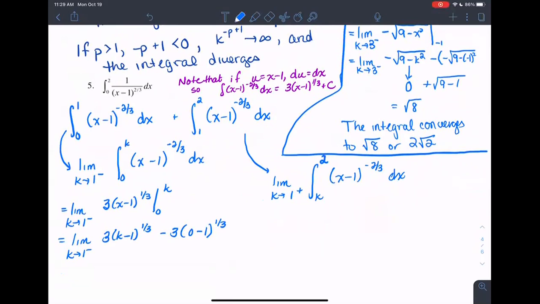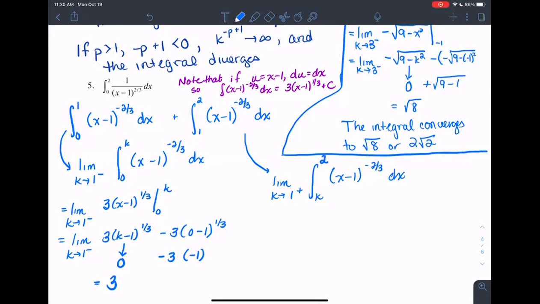So half the battle on this one is going to be plugging things in and noting signs correctly. Notice that this first term, as k approaches 1, is going to head to 0. And then my second term is going to be -3 times -1 to the 1/3 power. The cube root of -1 is -1. So my first integral is equal to 3.